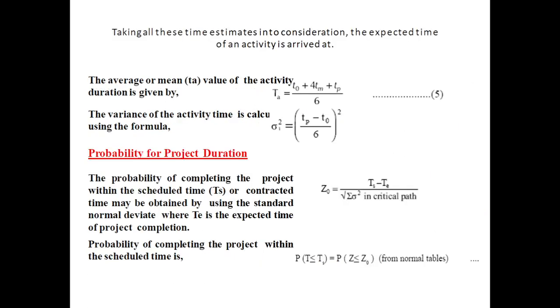So from the formula point of view, we should find out here TA, average or mean, or we call it TE also. What is TA or what is TE? Both are the same. Average or mean or expected time. We call it by 2 names.